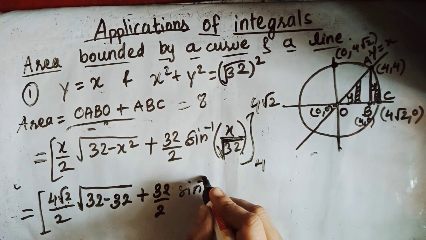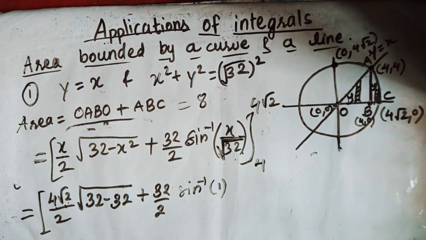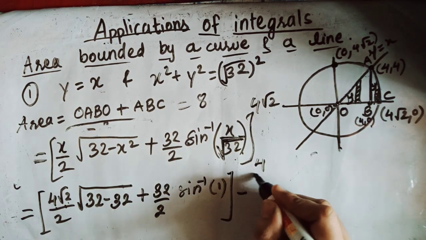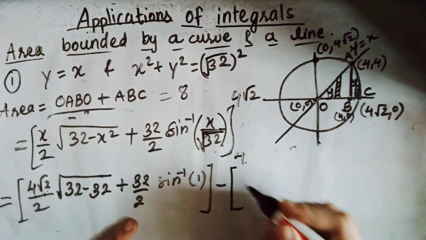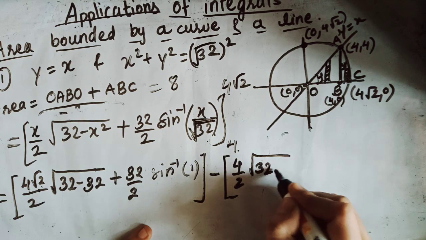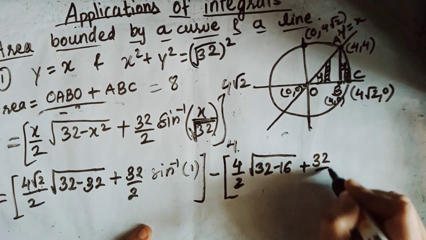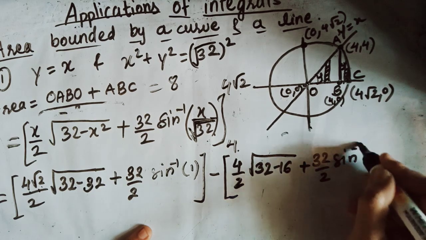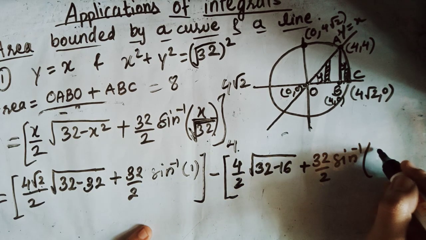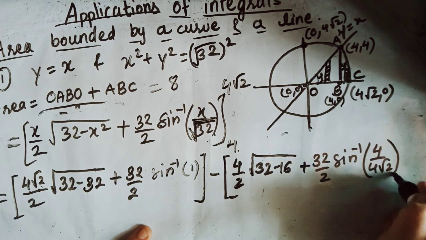sine inverse. Now root 32 is the same as 4 root 2, and we are substituting that, so it becomes 1. Then minus, you have to put 4 now, 4 by 2 root of 32 minus 4 square, which is 16, plus 32 by 2 sine inverse of x, which is 4 by root 32, which is 4 root 2.